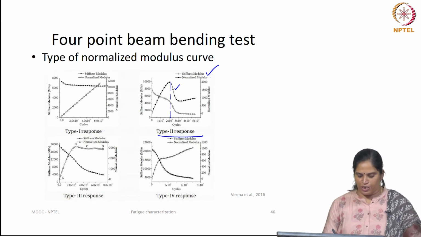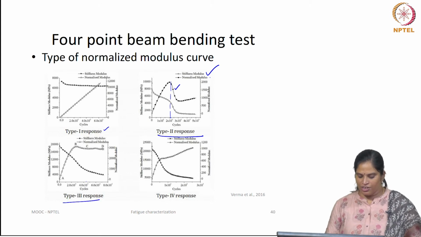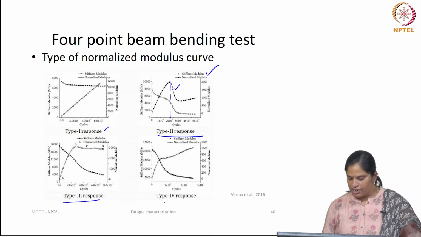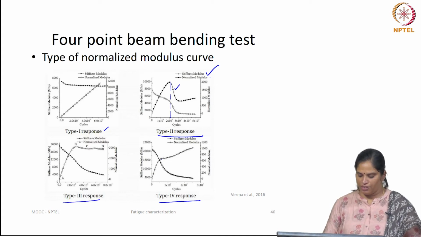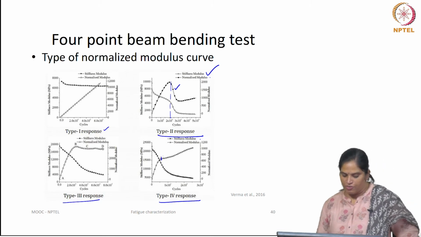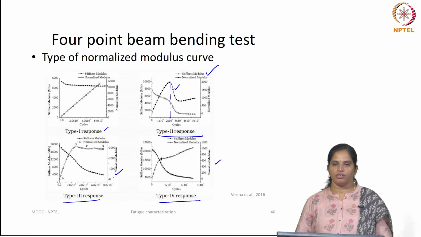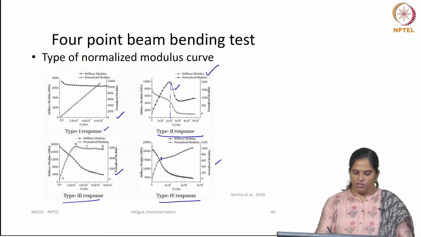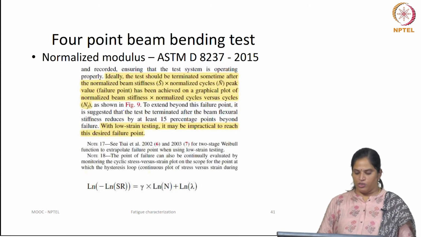Now, if you see a type 1 response, the test was terminated before it reaches the peak value. Type 3 response, it reached a peak value, but further there is no decrease in the normalized modulus value. In a type 4 response, it is not clear which is the peak point. Even after attaining one specific, localized peak, there is still an increase in the modulus value. So, it is not clear how to determine the fatigue life in these two conditions, but here for these conditions we can use a Weibull fit for determining the normalized modulus.